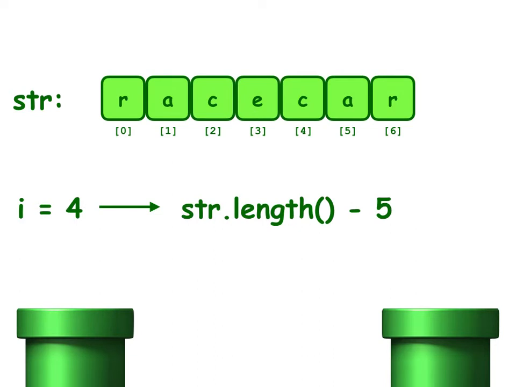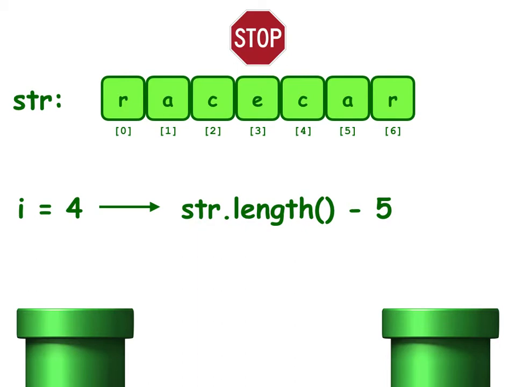i increments again, now i equals 4, but at this point, we've passed the halfway point of the string, which means we've done all the comparing we need to do. So at this point, the for loop stops. And the fact that we've made it to the end of the for loop without any of the comparisons failing tells us that this is a palindrome and the method will return true.